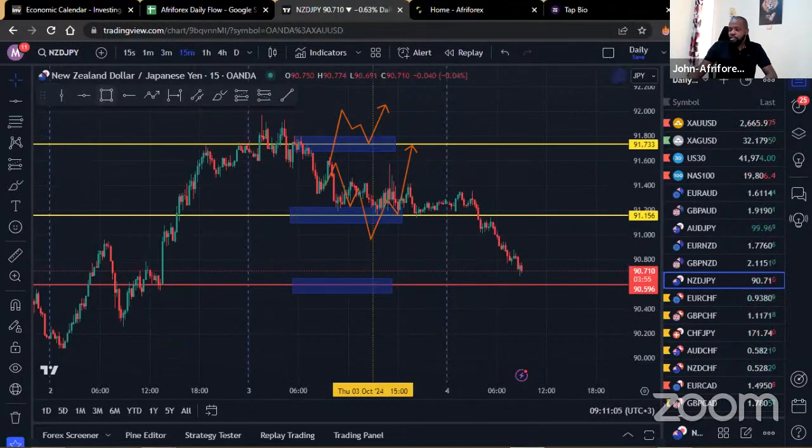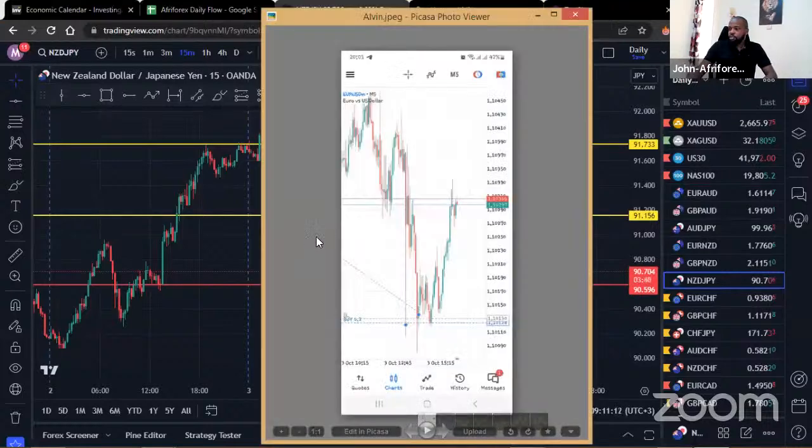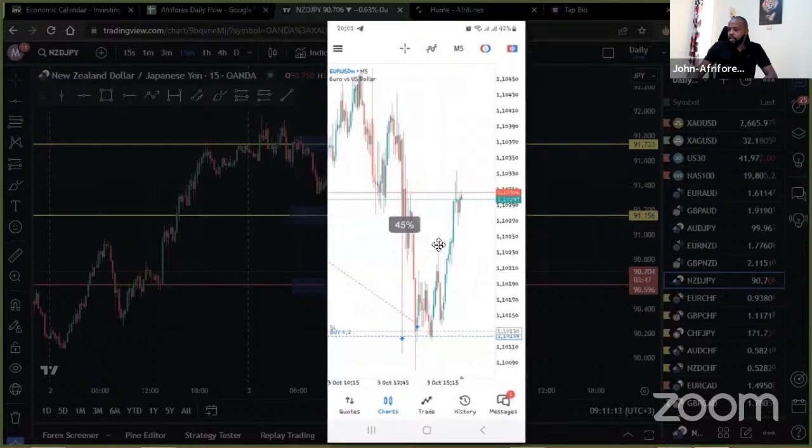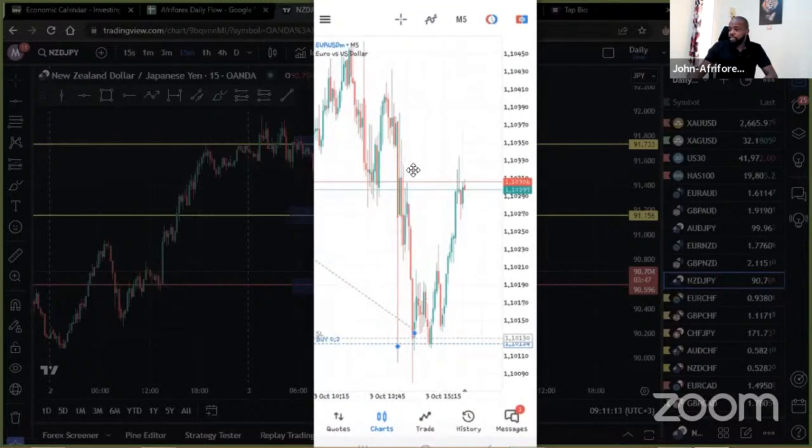So that's pretty much it in terms of the currency pairs that we did have yesterday that unfortunately did not make it to our watch list. So we can look at a couple of screenshots that we did end up getting yesterday.